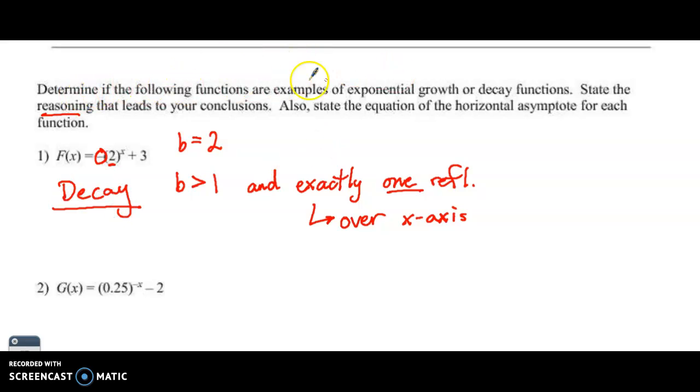Now, as you're reading through the directions, state if it is growth or decay, give the reason, here's your reason, and also give me the horizontal asymptote. Well, the horizontal asymptote is always this d value, y equals 3. And I could even ask a different question. Are we above or below the horizontal asymptote? We should be below the horizontal asymptote.